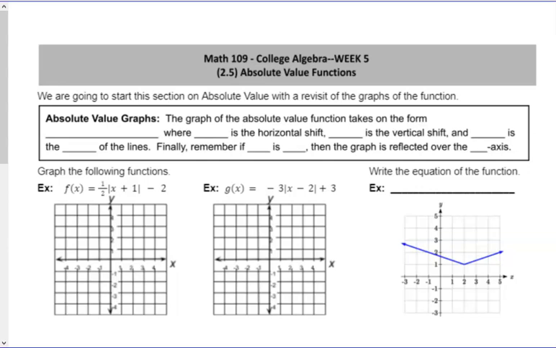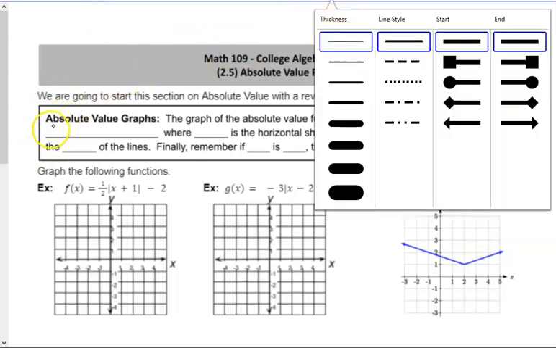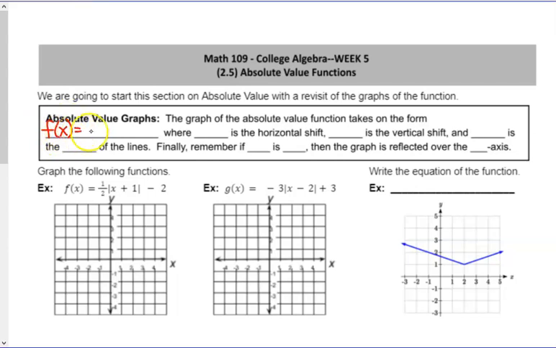The graph of an absolute value function takes on the form f of x equals a times the absolute value of x minus h plus k, where h is the horizontal shift, k is the vertical shift, and a is the slope of a line. So kind of like the absolute value of the slope of the line. So I'm going to put that there for you. We'll talk about that in just a minute.